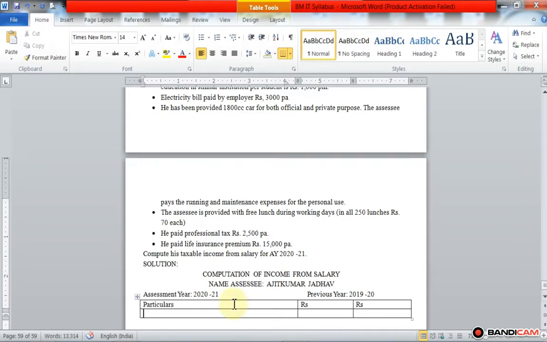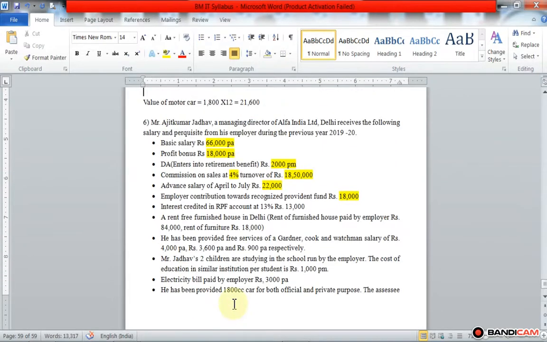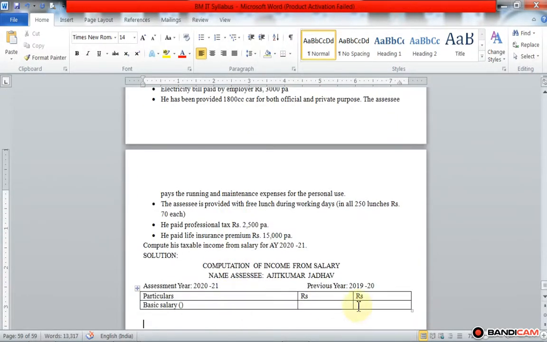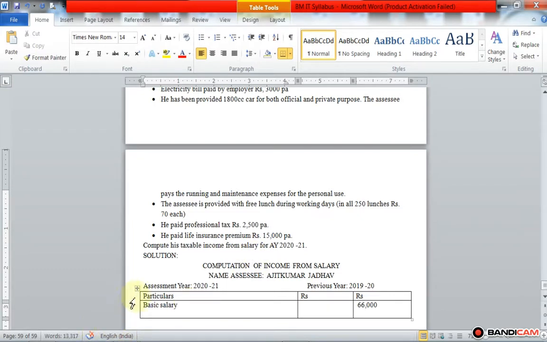Then here basic pay. Basic salary is given, basic salary amounted to rupees 66,000 per annum. We directly put the figure 66,000 in the outer column.